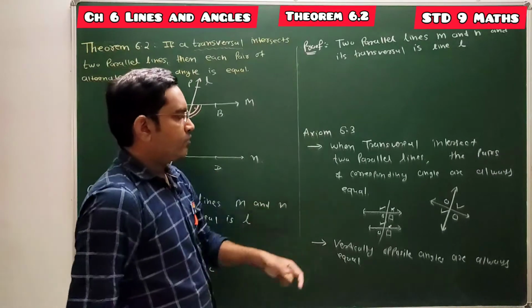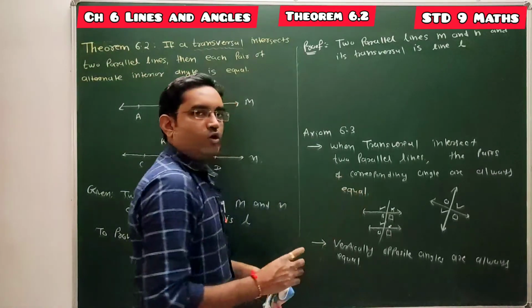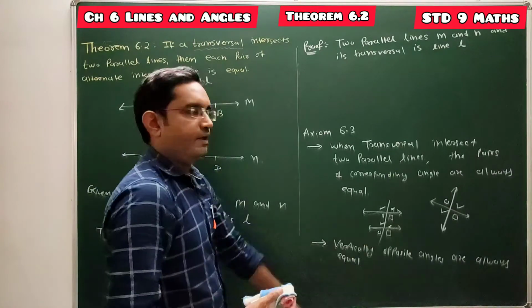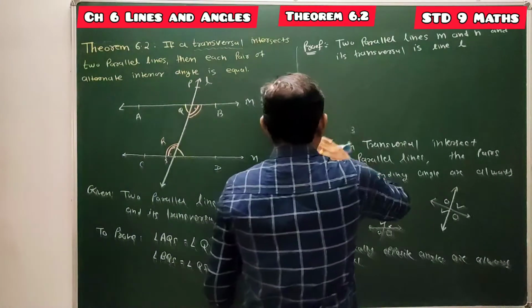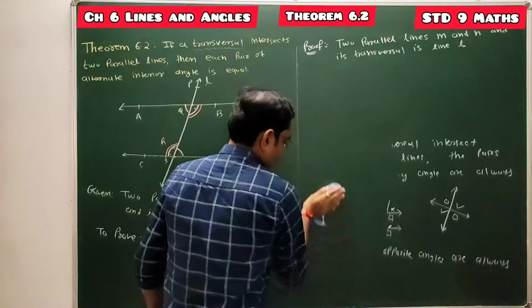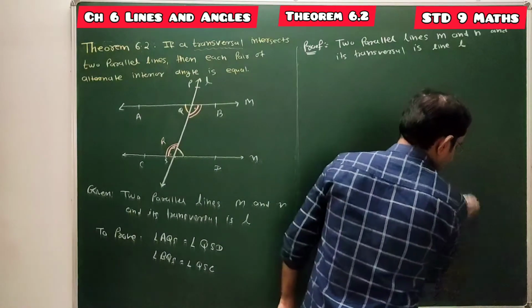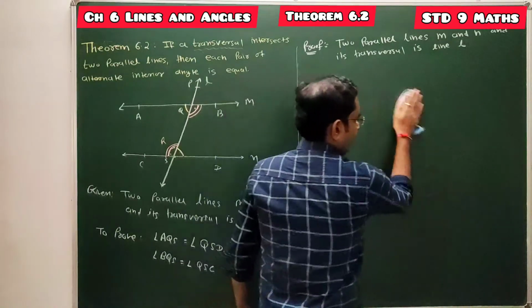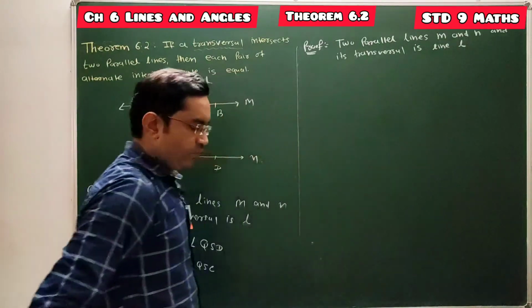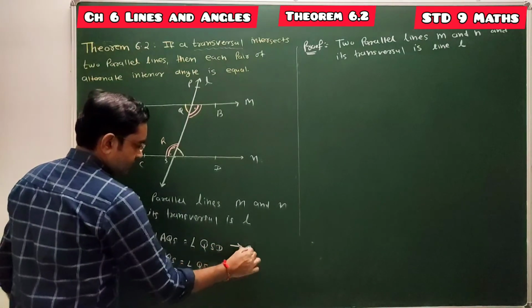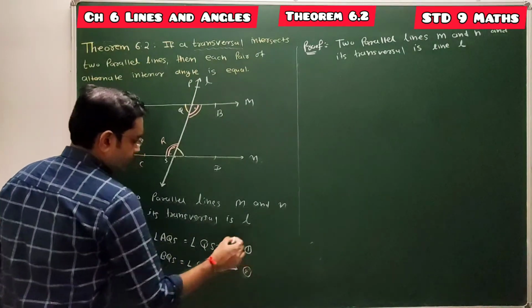In short, what do you have to use? Corresponding angles are equal and vertically opposite angles are equal. So in this diagram you have to find the corresponding angles as well as the vertical angles to prove result 1 and result 2. Here you have to prove these two results, result 1 and result 2.